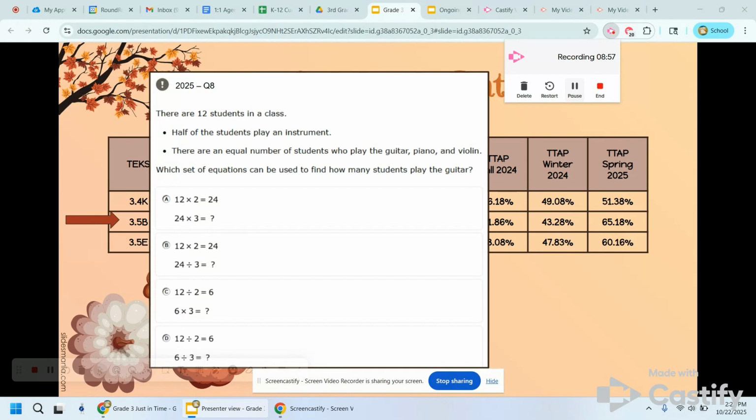So you can see by the fact that it's a set of equations that this is a 2-step problem. I have to think about what is the first step, what's happening first, how do I represent it, and then what is happening in the second step and how do I represent it? 55% of students got the correct answer of D, so multi-step, 2-step.